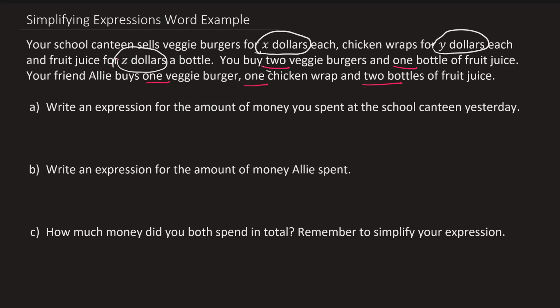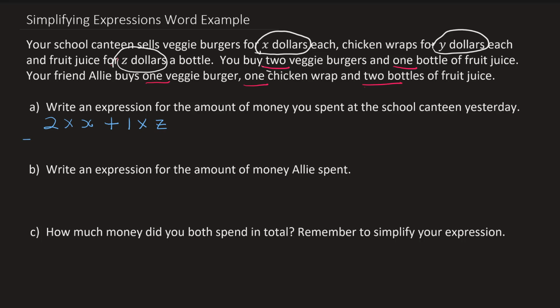You bought 2 veggie burgers, so this is going to be 2 multiplied by the cost of a veggie burger, which is X dollars. So this is for the veggie burgers, plus a bottle of fruit juice because you also bought one bottle of fruit juice. So it's going to be 1 multiplied by the cost of a bottle of fruit juice, which is Z dollars.